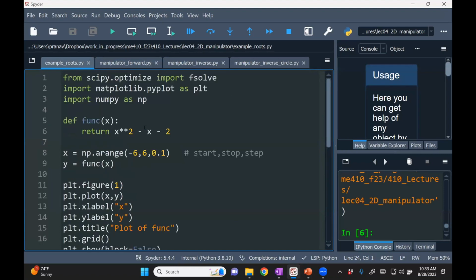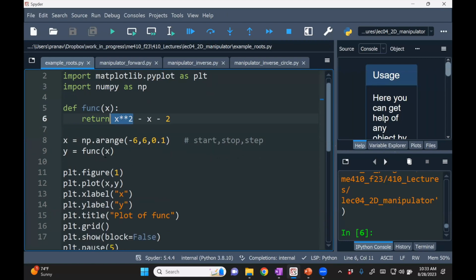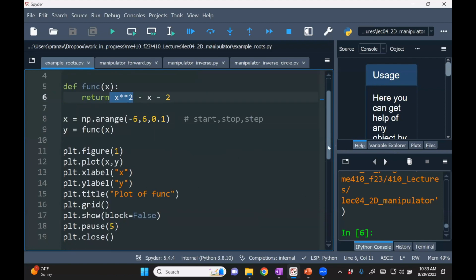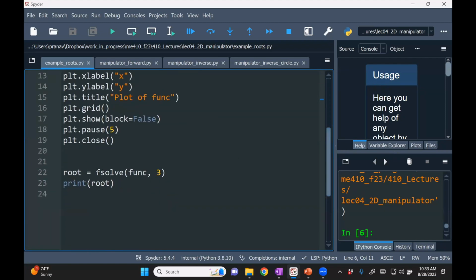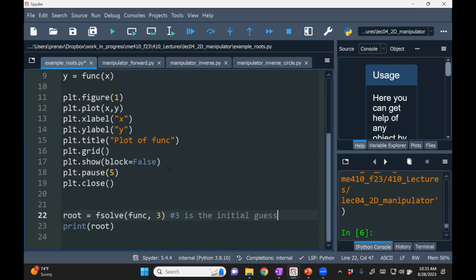Okay, so here is a simple example. The same example, you want roots of x square minus x minus 2. This is how you write x square in Python. The function is f of x, which is func x here. All I do here is I use root equals fsolve func 3. This is the initial guess, so the 3 is the initial guess. So what I've done here is I first plotted the function, and then I use fsolve to find the root, and then I say print root, so the root will appear here.